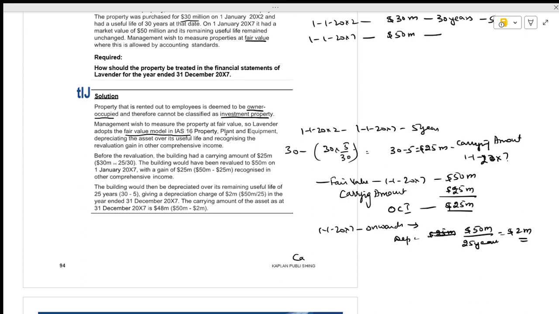Now, how much is the carrying amount? Carrying amount is 50 million minus current year depreciation of 2 million. It comes to 48 million. Understand? These are very simple, basic concepts. If you understand, I will say it's a piece of cake. It's not difficult at all. Only thing is you have to understand how best we can apply it.